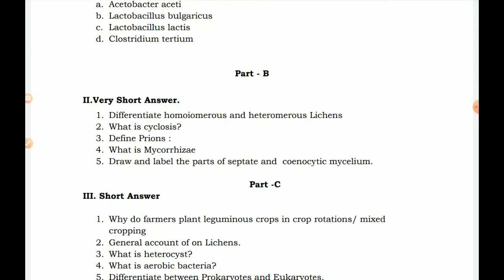2 mark questions. Differentiate homeomerous and heteromerous lichen. What is cyclosis? Define prions. What is mycorrhizae? Draw and label the parts of septate and coenocytic mycelium.